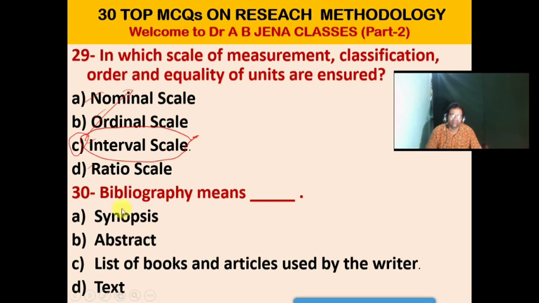Last but not the least, the vital MCQ, all 30 MCQs are very vital. So far as your examination point of view, the bibliography means what? Bibliography refers to what? A, it's a synopsis, B, it's abstract, C, it's a list of books and articles used by the writer, D, it's a text. Friends, C is the right option for this MCQ. Bibliography means the list of books and articles used by the writer of the research.